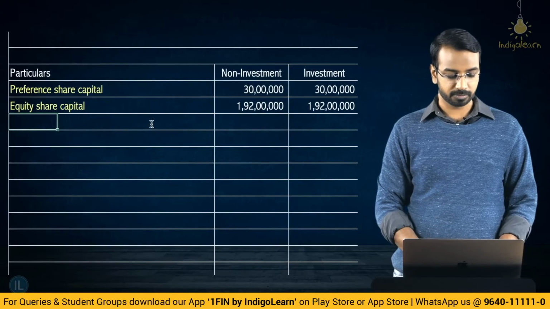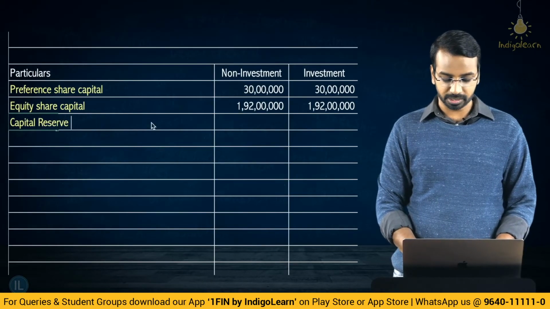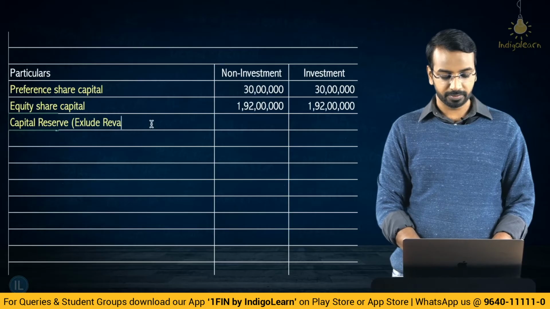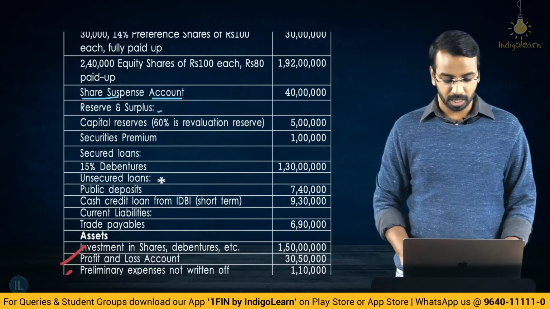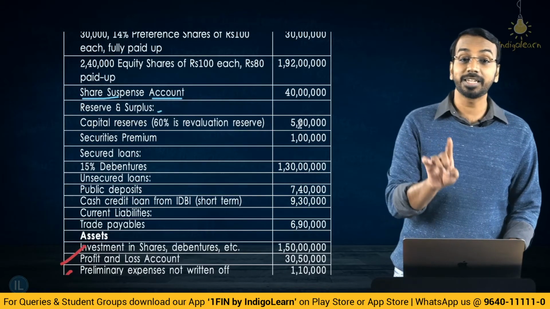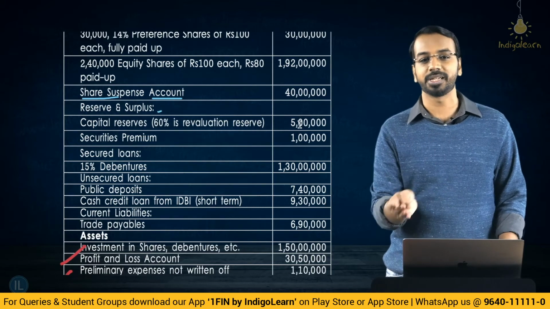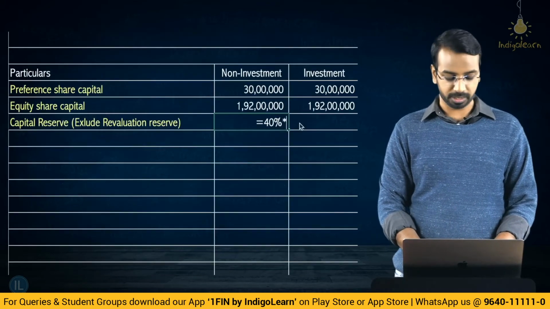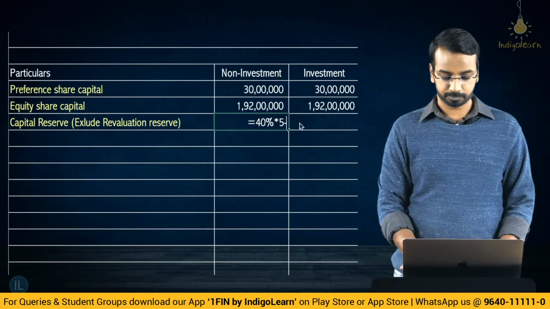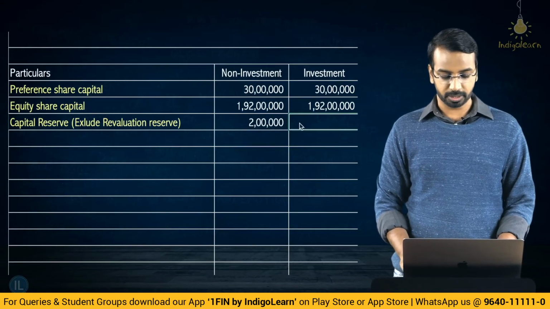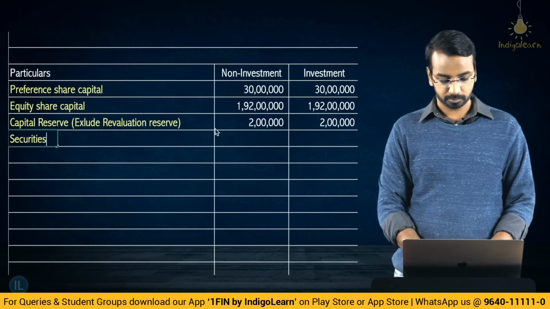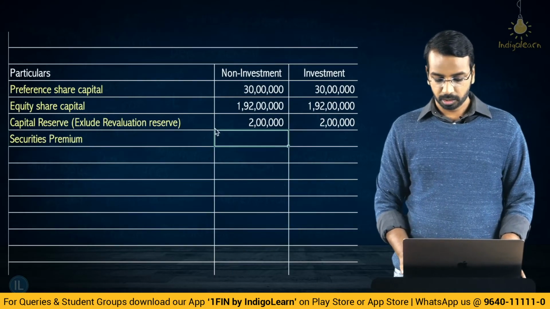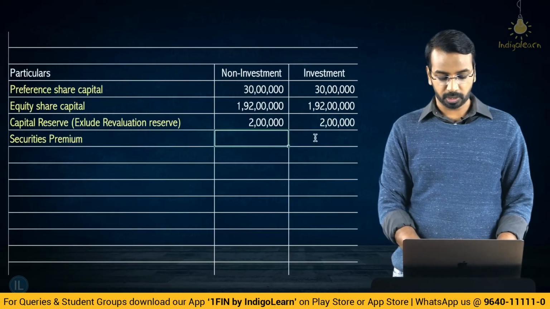Then reserves and surplus. Capital reserve. From this you will exclude revaluation reserve. We have understood that revaluation reserve will not be considered while calculating the effective capital. How much is that? 5 lakhs. 60% is revaluation, which means 40% is normal capital reserve. So 40% of 5 lakhs is 2 lakhs, here also it will be 2 lakhs. Then securities premium will be considered. How much is securities premium? Securities premium is 1 lakh.